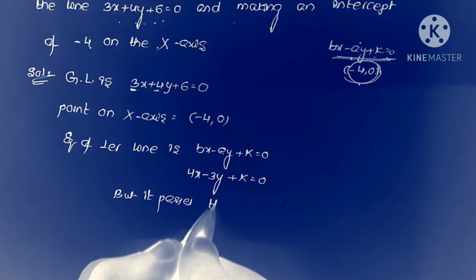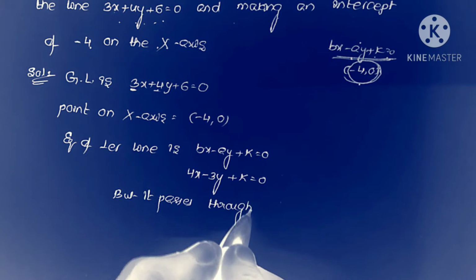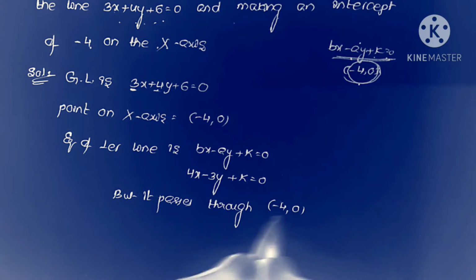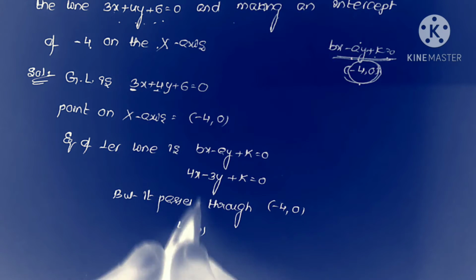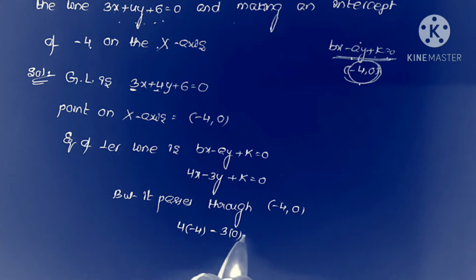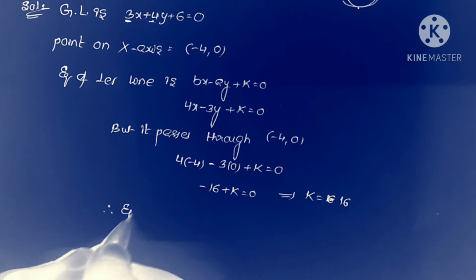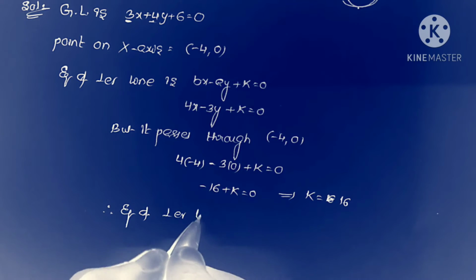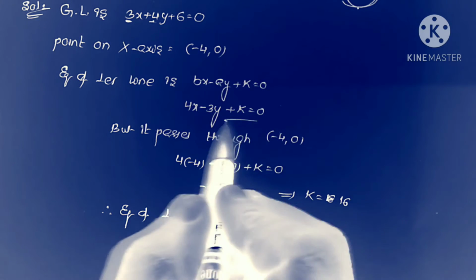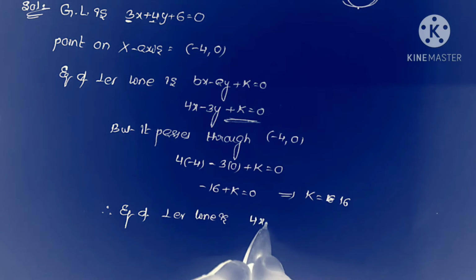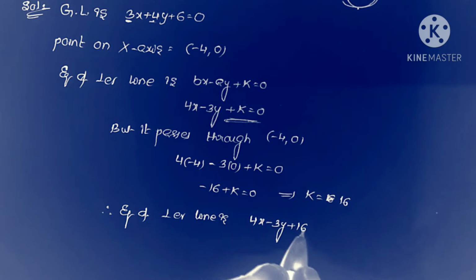It passes through (-4, 0), so in place of x, y we take (-4, 0). That is 4 into -4 minus 3 into 0 plus k equal to 0, means -16 + k = 0. Therefore the value of k is equal to 16. Therefore the equation of the perpendicular line, substituting this k value in this equation, is 4x - 3y + 16 = 0. That's all. This is the answer.